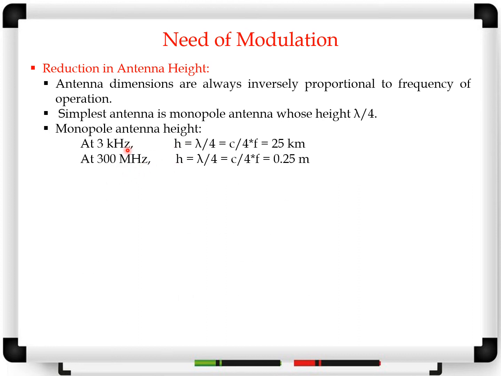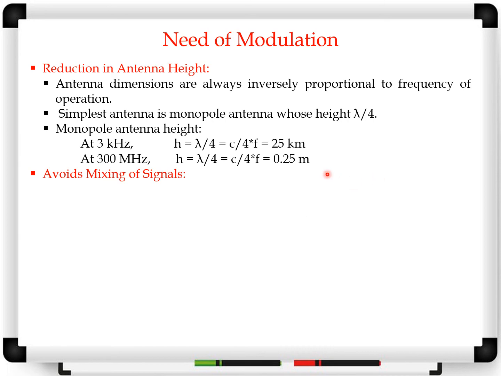For example, say this 3 kilohertz signal is converted into the high frequency domain with the help of, say, a 300 megahertz carrier. So what will be the height of the antenna? It will be lambda by 4 at that frequency, and at that frequency it is 0.25 meter, that is 25 centimeter, and you can easily fabricate this 25 centimeter antenna. It's highly possible, right? So that is why, due to the modulation, there is an increase in the frequency of operation, and so that is why the antenna height is reduced.